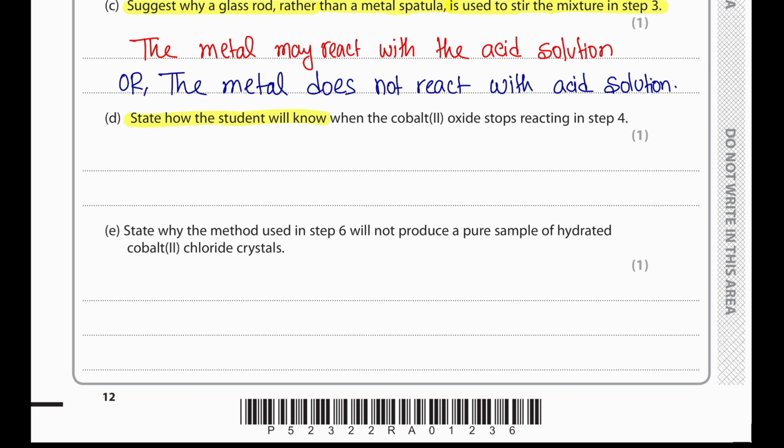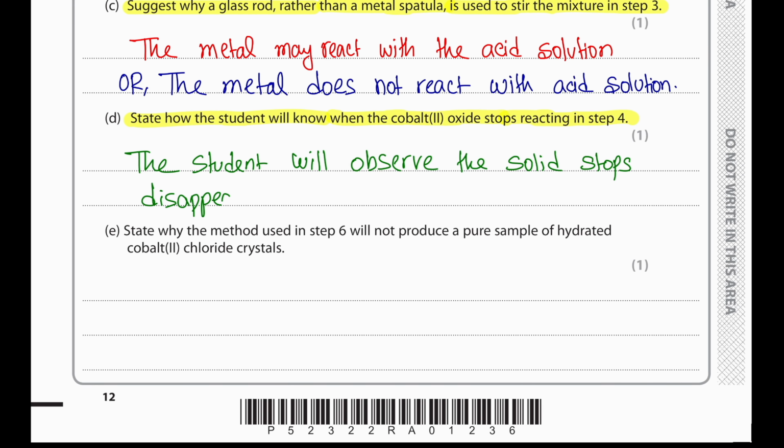State how the student will know when cobalt oxide stops reacting in step 4. The student will notice that the solid stops disappearing. That means the solid is left over, it doesn't react anymore.